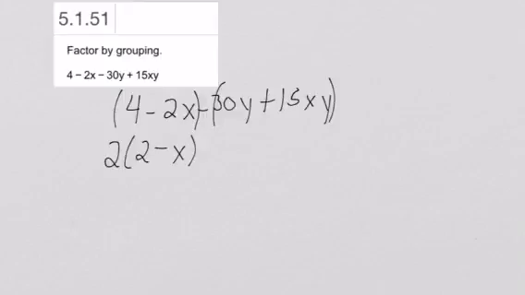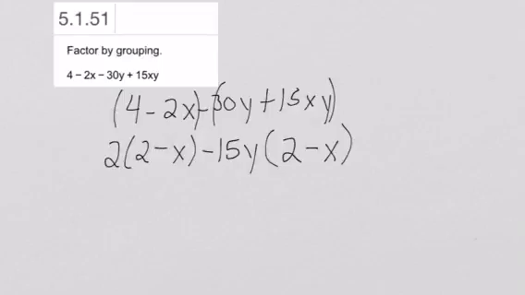Now if I look at the second 2, what I can do is pull out a negative 15y. That's what they have in common. And so if you take negative 30y and you pull out a negative 15y, that's going to leave you with a positive 2. And then if you have 15xy and you take out negative 15y, that's going to leave you with minus just x. And again, if you're unsure, you could always multiply that negative 15y through just to make sure it gets you back to where you started.